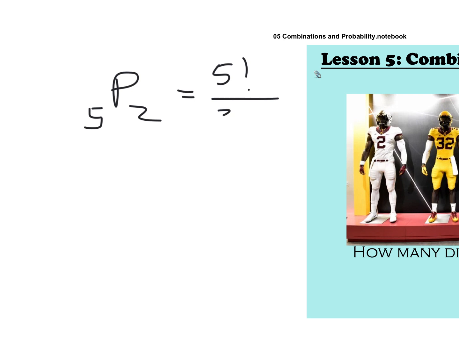5 minus 2 is 3 factorial. Is this the kind that has an extra one of those? Nope. That would be if it was a combination.